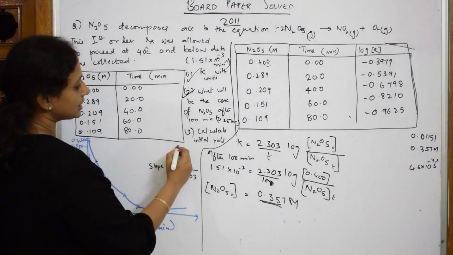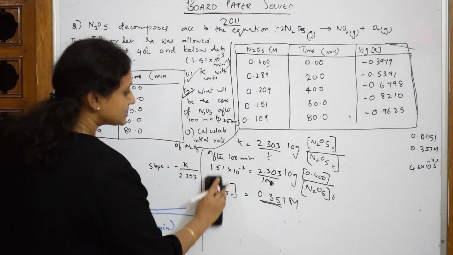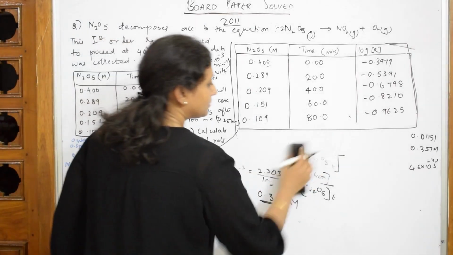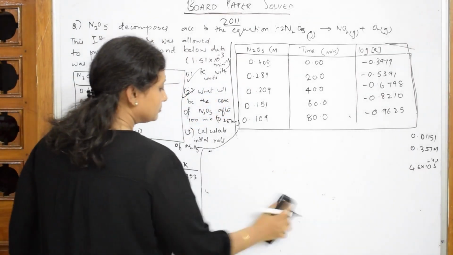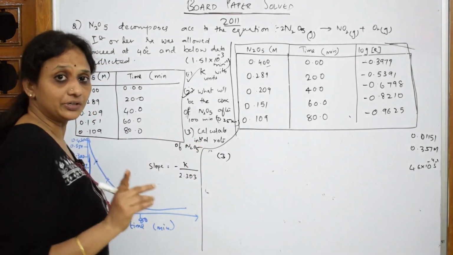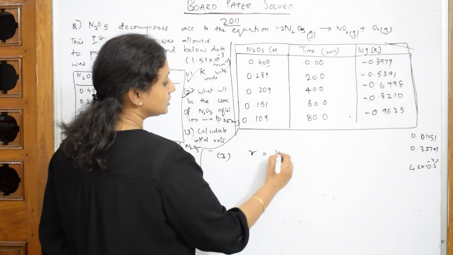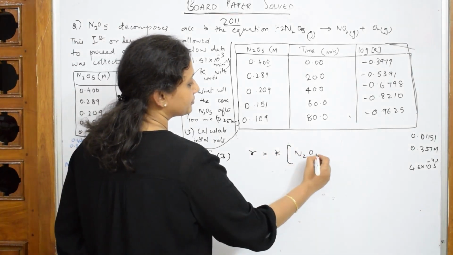Calculate the initial rate of N2O5, they said. Okay, let us erase the second part and come back to the third part. This is your third part. What should I calculate now? Initial rate of N2O5. So I have to go back to the rate law. R is equal to K into N2O5.